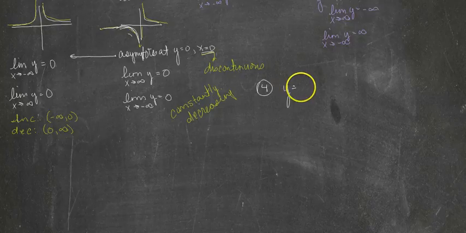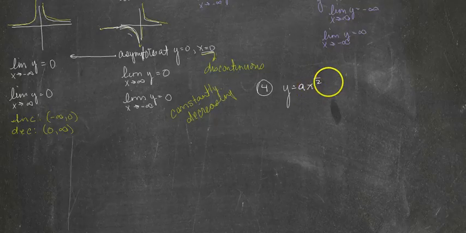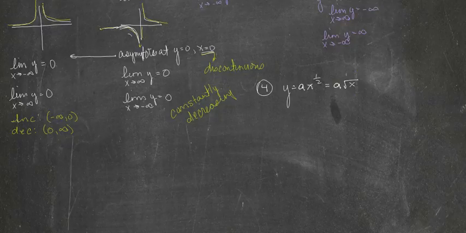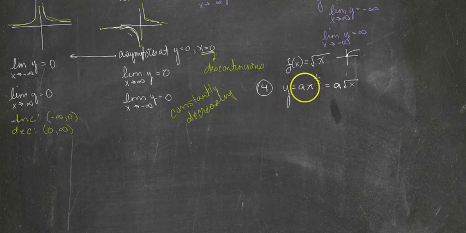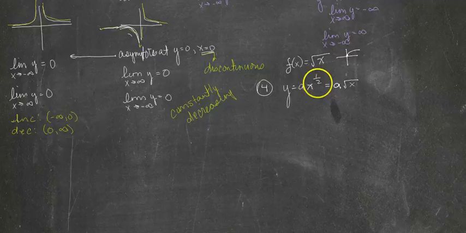So y equals ax to the 1/2. Well, what do we know about rational exponents? We know this is the same thing as the square root of x. And we know something about that already, because that's really just the parent function, f of x equals the square root of x, and we know that that looks like this. All right. The other thing that could happen is, instead of having y equals x to the 1/2, I could have, oops, I'm getting ahead of myself.